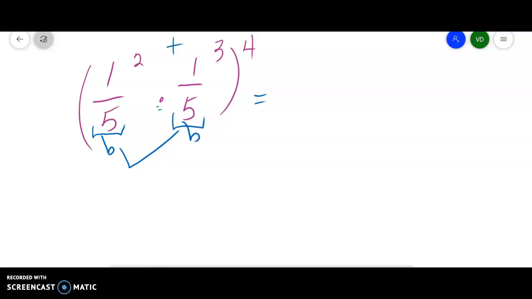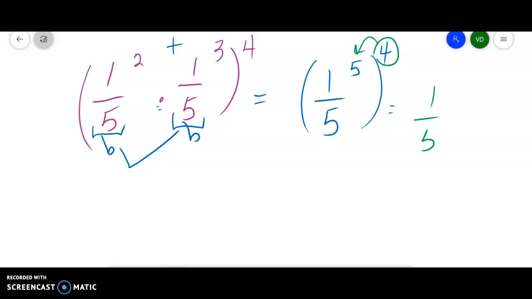So if I'm simplifying this, I'm going to get 1/5 to the 5th power, and then that is still raised to the 4th. So now I can apply my power to power rule. So my final answer will be 1/5 to the 20th power, and we can leave it like that.